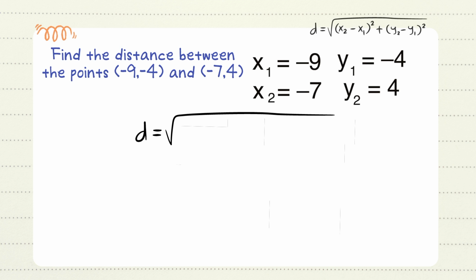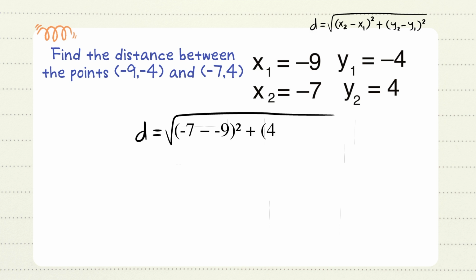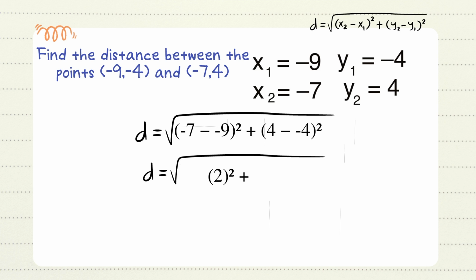Plugging these values into our distance formula very carefully, we have d equals the square root of -7 minus -9 squared plus 4 minus -4 squared. From here, we can begin to simplify. -7 minus -9 is equal to +2. So now we have 2 squared. 4 minus -4 is equal to +8. So now we have 8 squared. We're left with d equals the square root of 2 squared plus 8 squared.